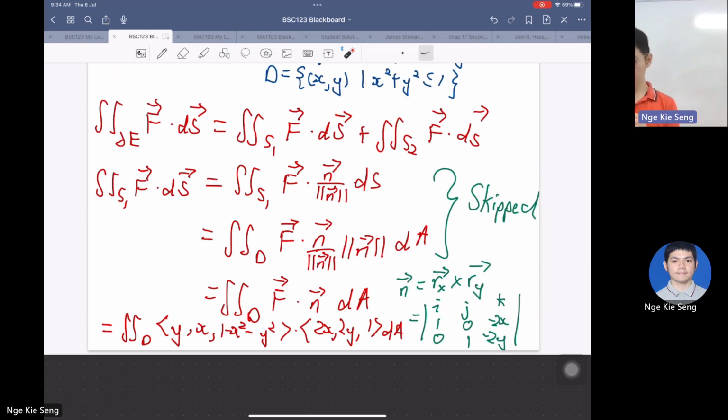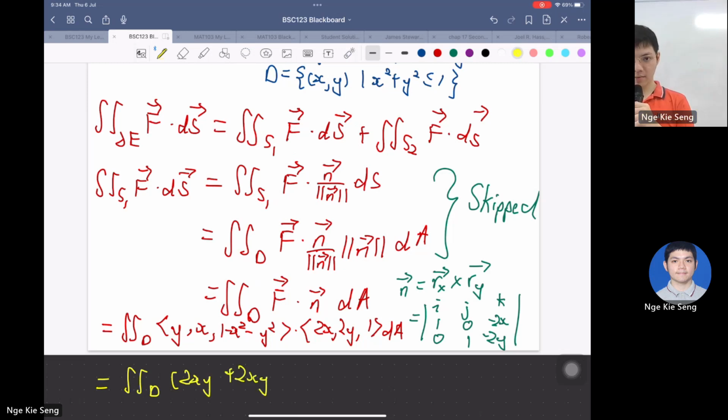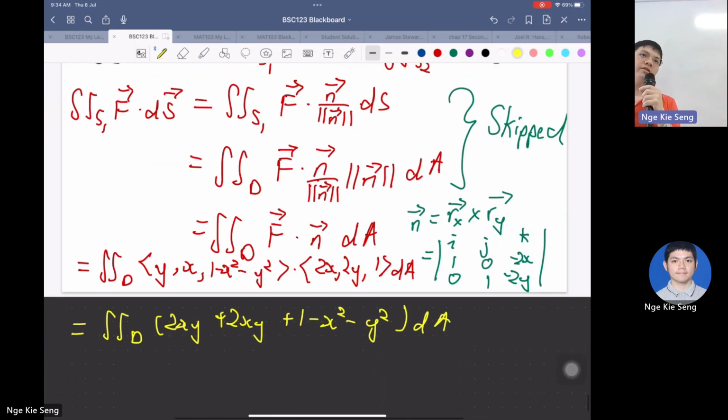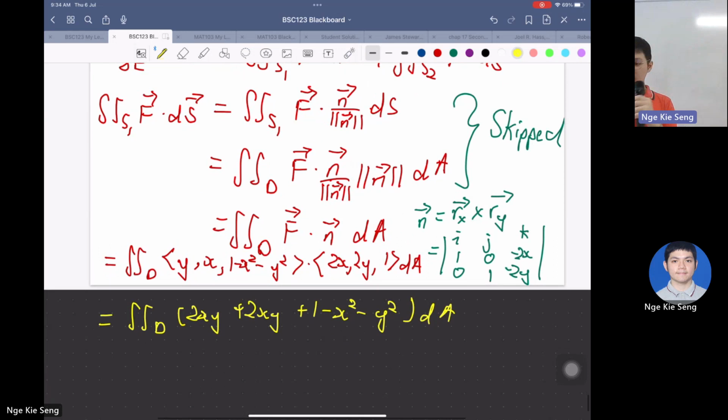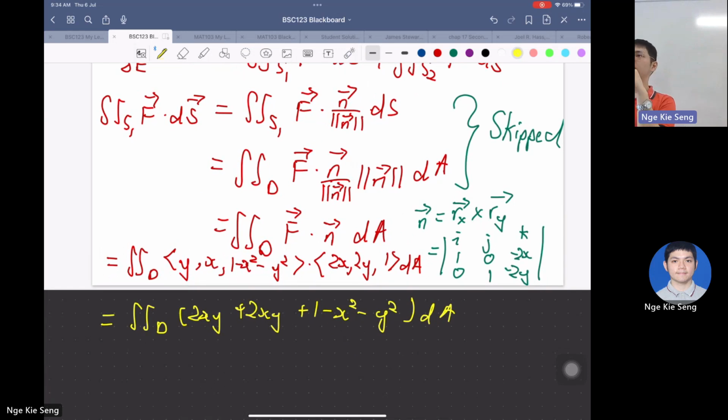All right. So next is what? Next you just do the dot product business. So you get 2xy plus 2xy minus x squared minus y squared. Now you want to do double integral. But this is dA in xy term. But what's the easiest way to integrate this domain here? Polar, because we can describe this using polar.